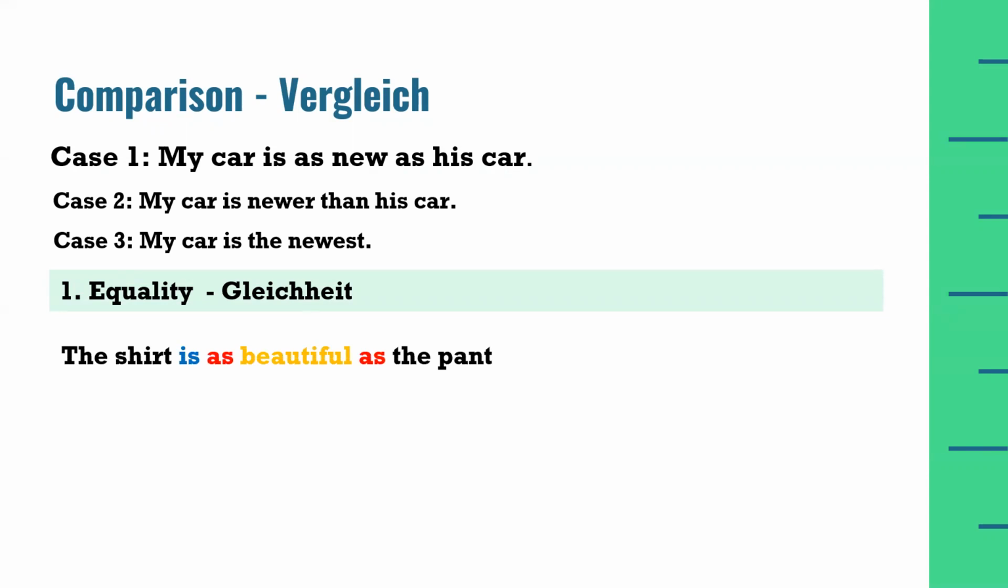The shirt is as beautiful as the pant. In the English language, we use the phrase "as", and then comes the adjective, and then comes "as". In the German language, it will be "das Hemd ist genauso schön wie die Hose", or it can be "das Hemd ist so schön wie die Hose".